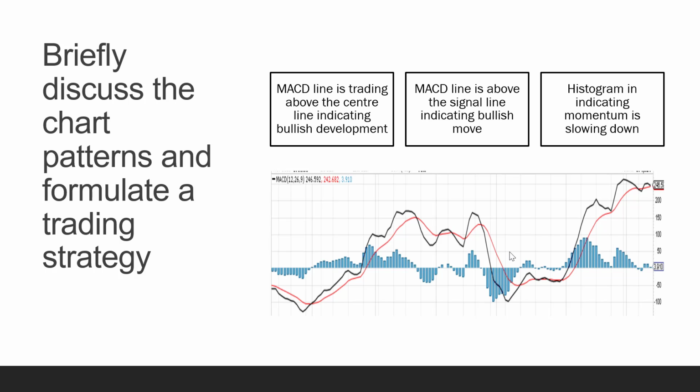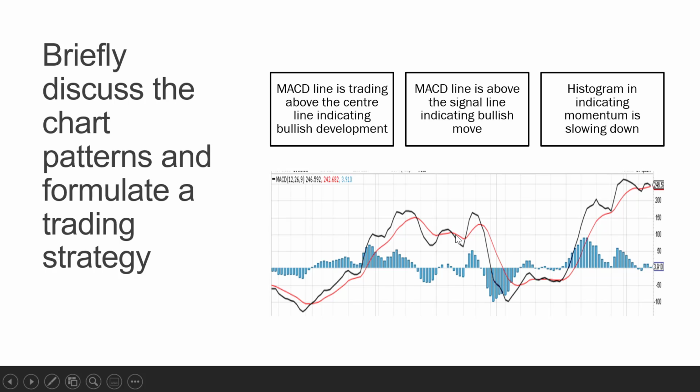MACD line is trading above the center line, indicating bullish development. Hold on. MACD line. Hold on. This is called the central line. If the MACD line is above the central line, which indicates a bullish development by itself.